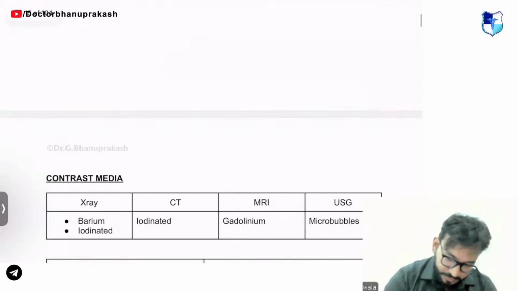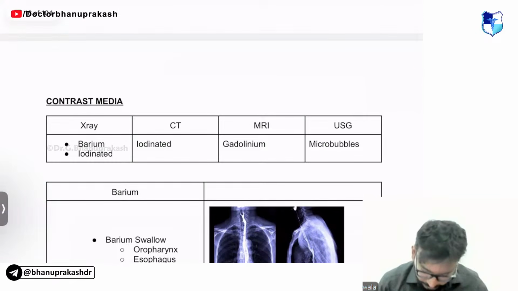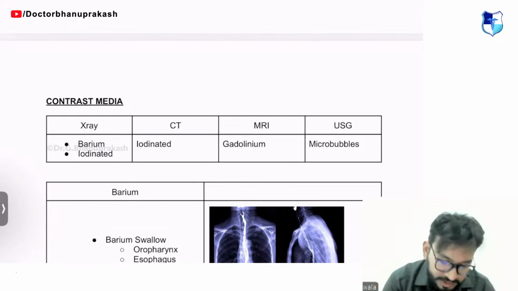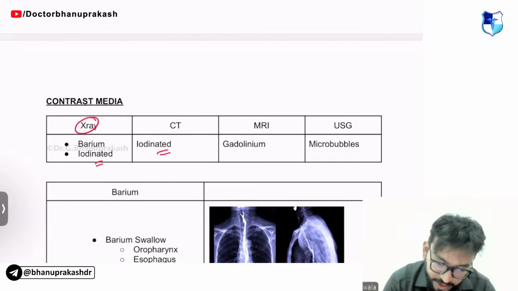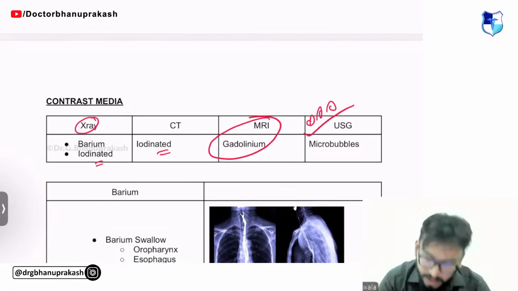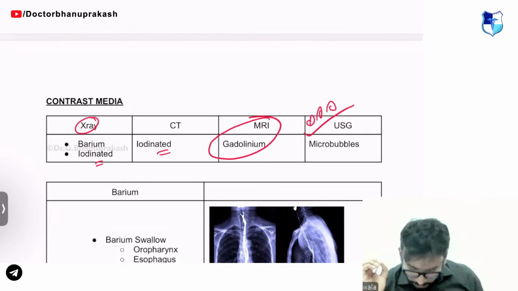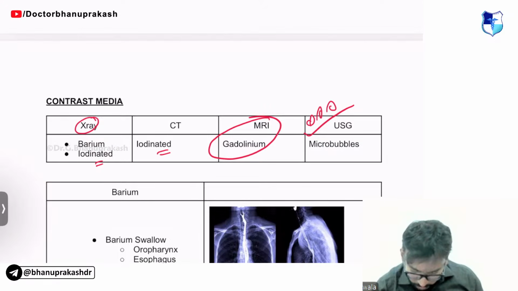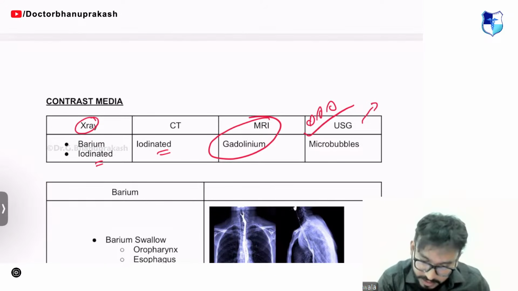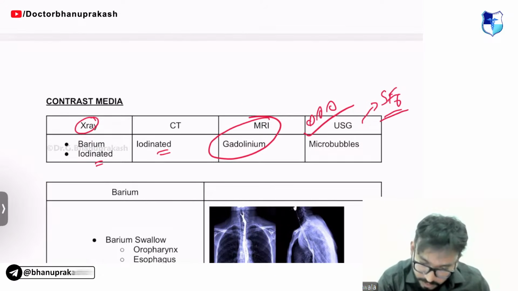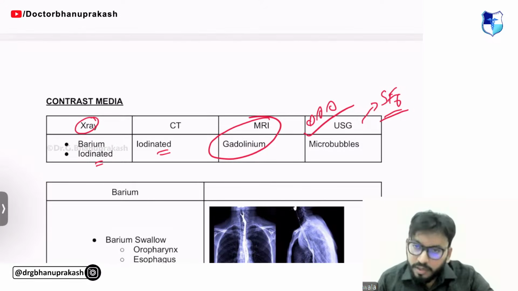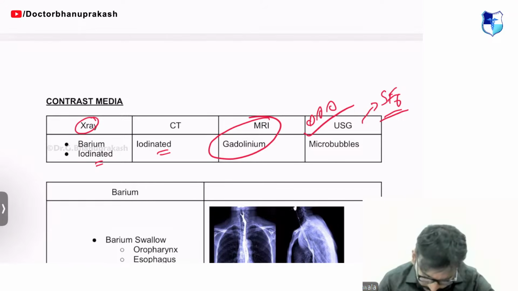Right. Okay, let's move on to contrast media. On X-ray, we use barium and iodinated, CT iodinated. MRI, we all know, gadolinium. And on USG, guys, this is very important, we use microbubbles. Which gas? It is SF6. So SF6 gas is the contrast used for USG.